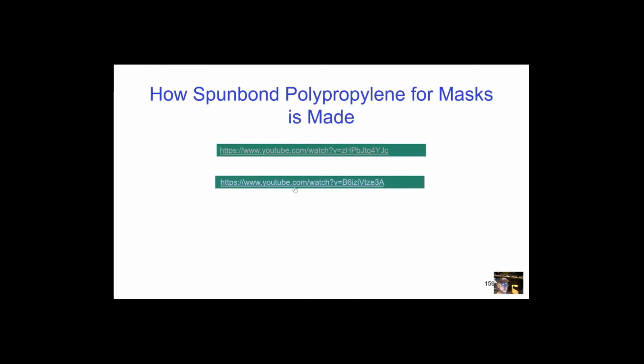I thought another thing that I wanted to show you was a little bit about the making of Spunbond polypropylene for masks. And I think these two lead us to videos on that. Let's see what happens.